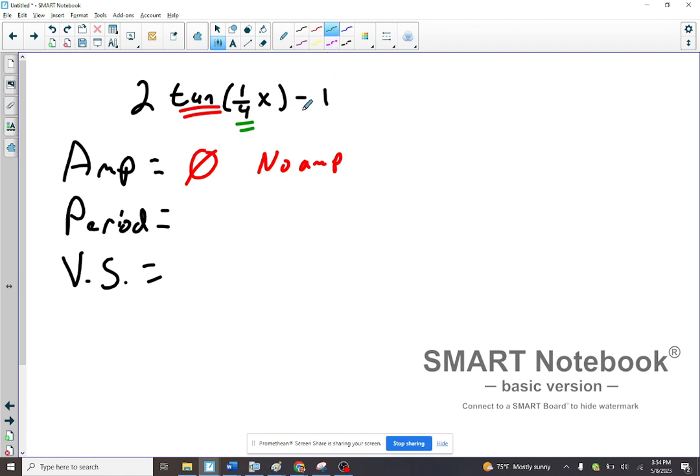All right, the period. Is it still 2 pi? No. For tan, it's going to be pi instead. So pi over 1/4, which is the same thing as 4 pi. So the period is 4 pi.